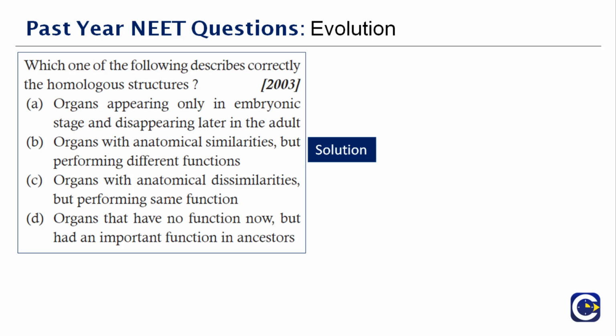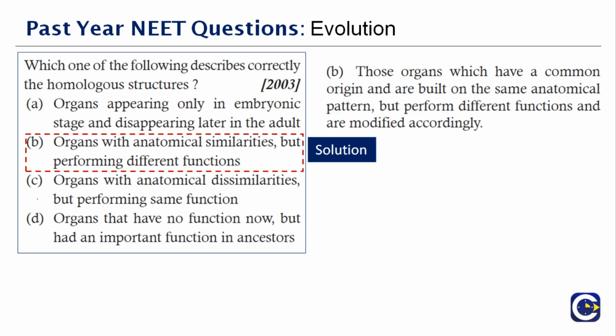Those organs which have a common origin and are built on the same anatomical pattern, but one thing to be noted here is they perform different functions, and are modified accordingly. Therefore, the right answer to this question is option B.